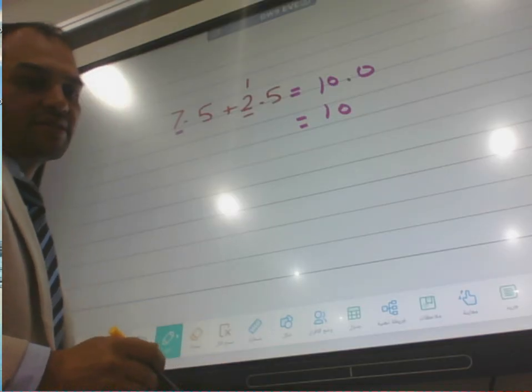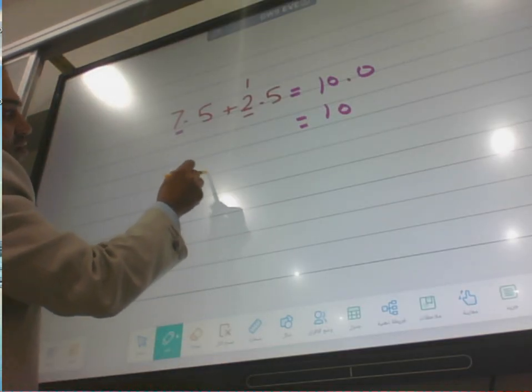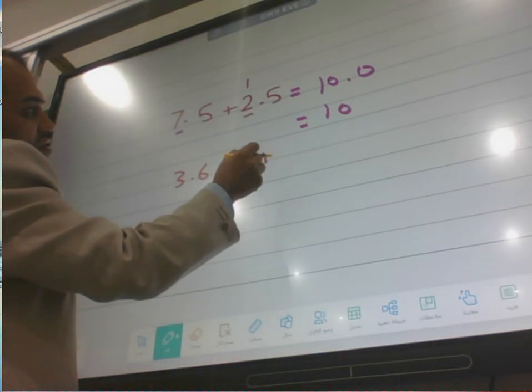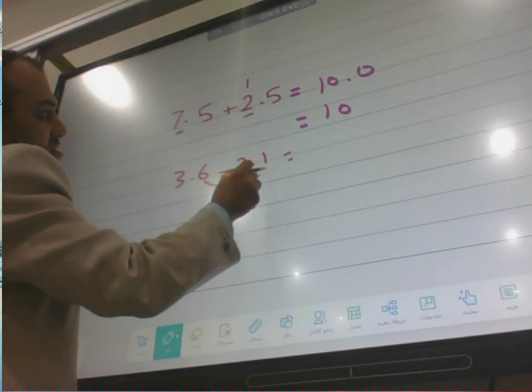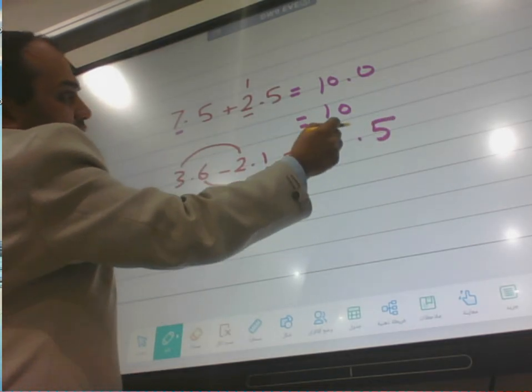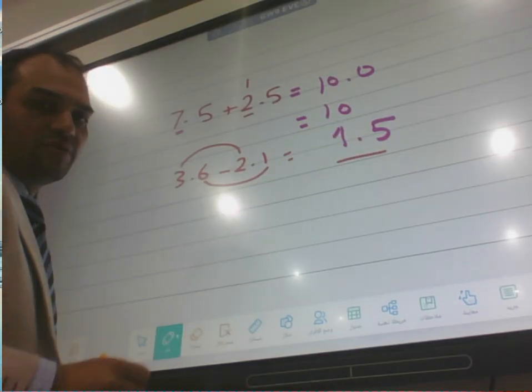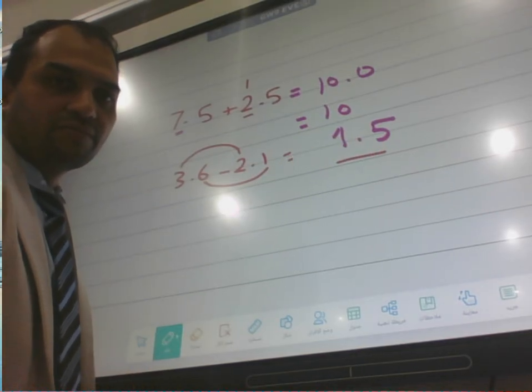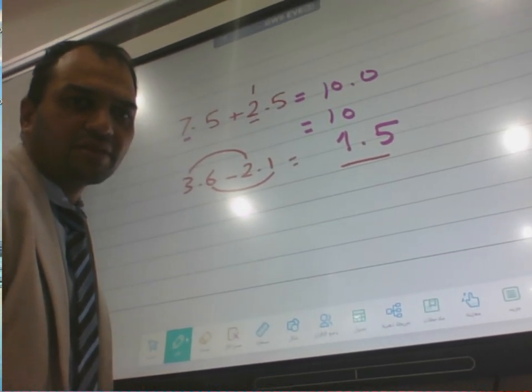Okay? Next example, what about 3.6 subtract 2.1? Find the difference. 6 minus 1 equals 5 and 3 minus 2 equals 1. Then the answer here will be 1.5. 1.5. Okay? This is the answer.